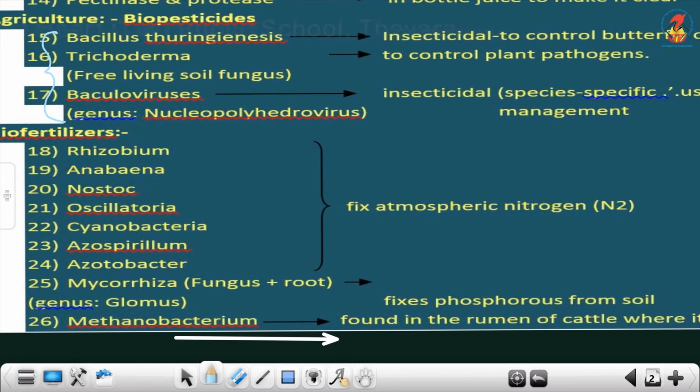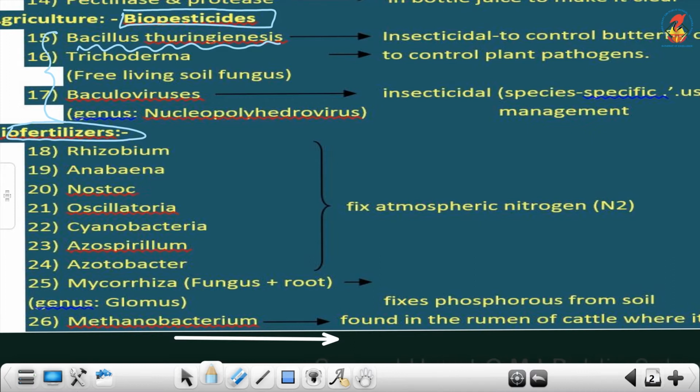15, 16 and 17 are indicating biopesticides. So the first three are indicating biopesticides that are used in the field, and the last category are indicating biofertilizers. So let's analyze the biopesticides. The first biopesticide, Bacillus thuringiensis, is insecticidal to control butterfly, moth, etc.